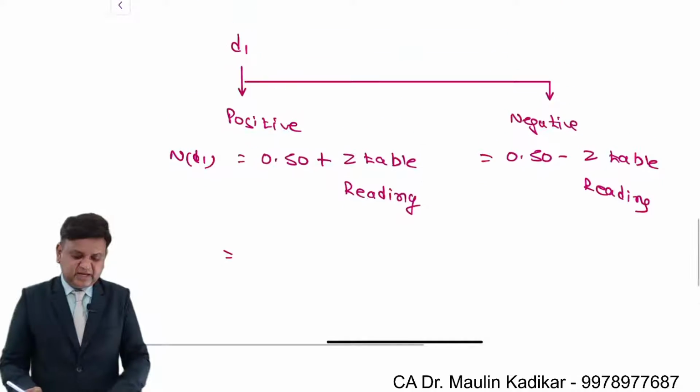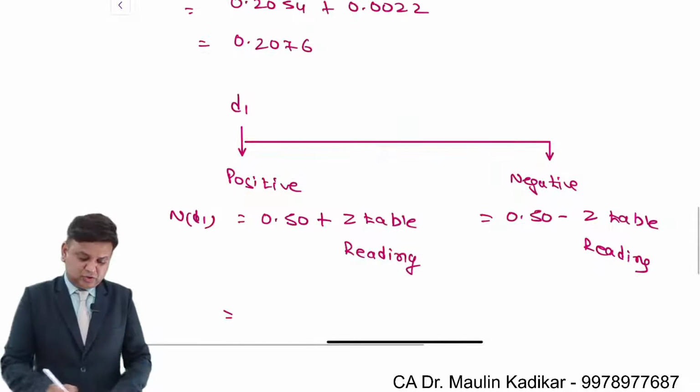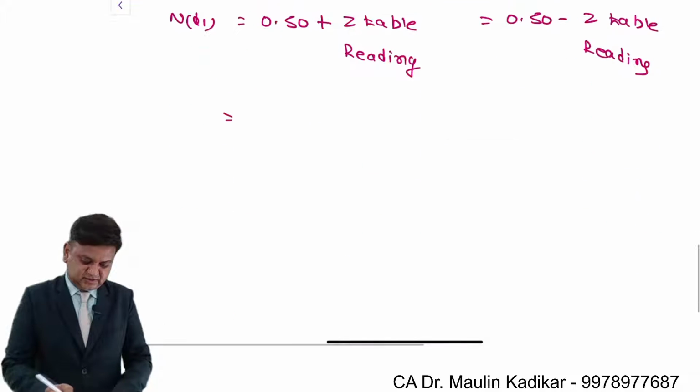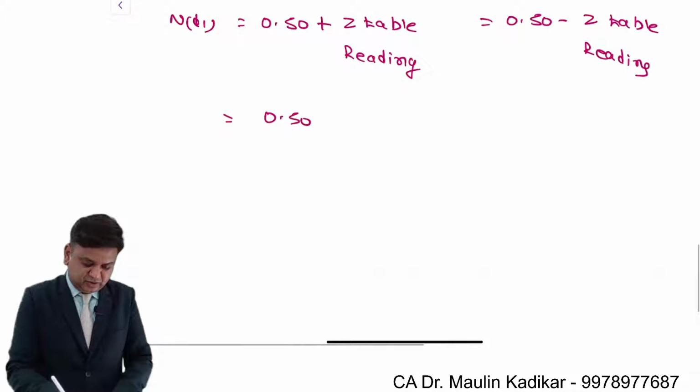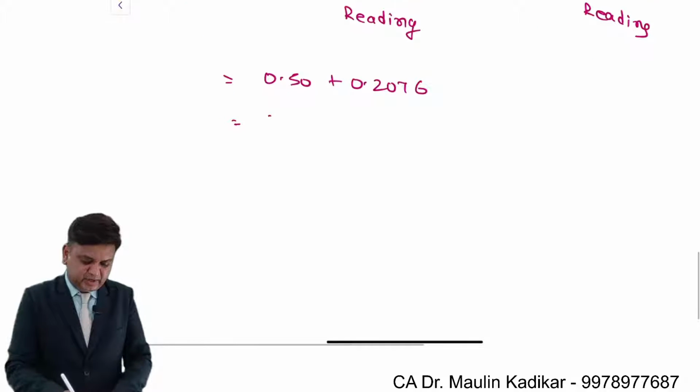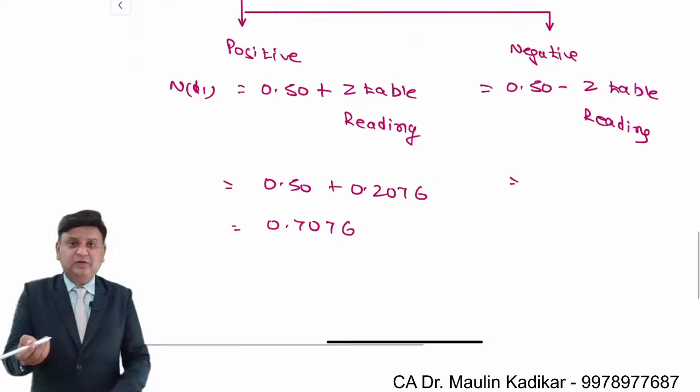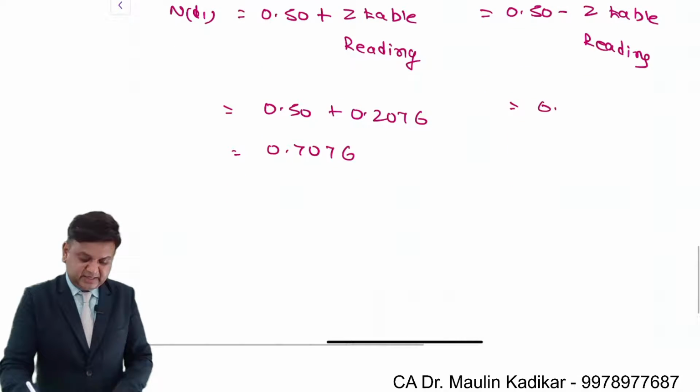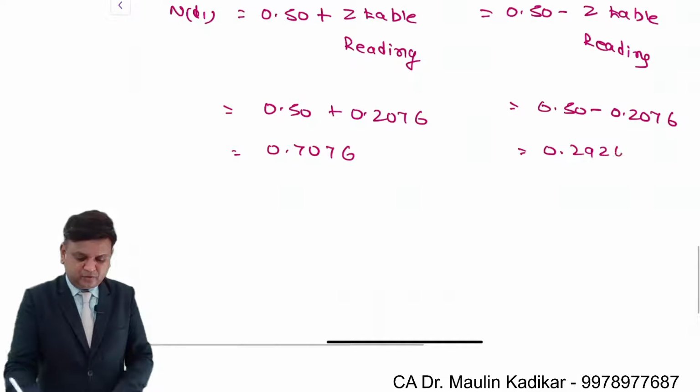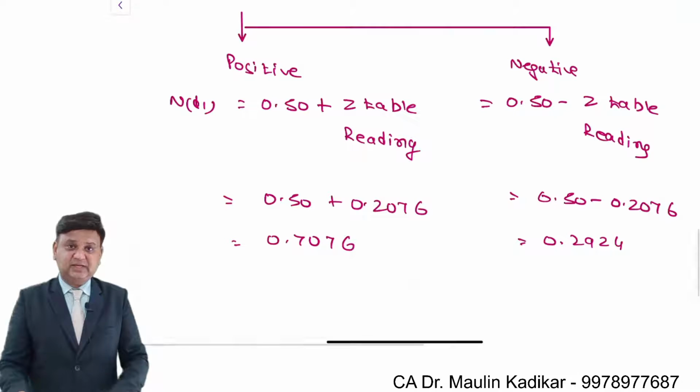This is the way ND1 is calculated. Over here 0.2076, so 0.50 plus 0.2076 gives 0.7076. And if it had been negative, then in that case 0.50 minus 0.2076 gives 0.2924. This is what we understand.